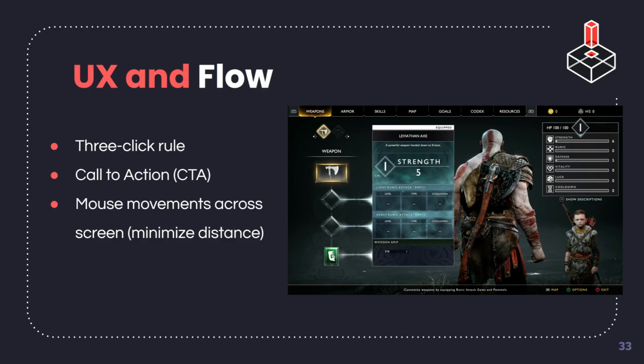UX and flow, the 3-click rule is important in games and something that people talk about a lot, where the user should be able to access anything that they want in your game within 3 clicks. They shouldn't have to do more than that to get into a menu. There's a game, what's it called? Where Winds Meet, that I tried for a minute, but it is awful with menus. It's got about 20 menus stacked inside of each other, and I couldn't do it.